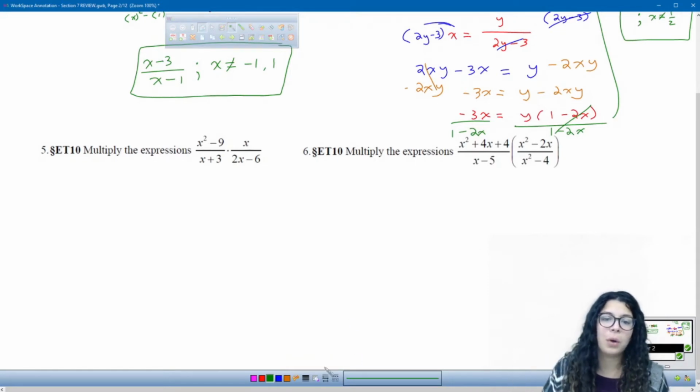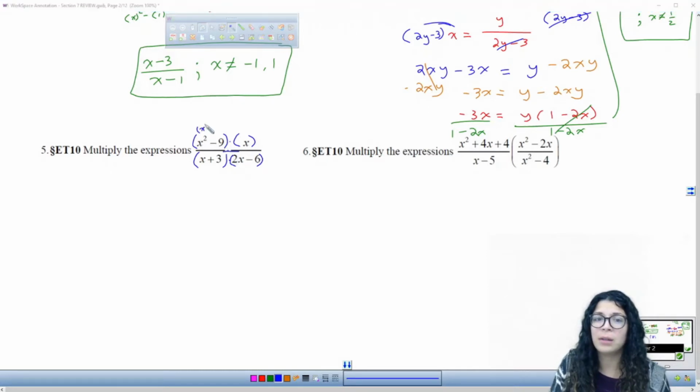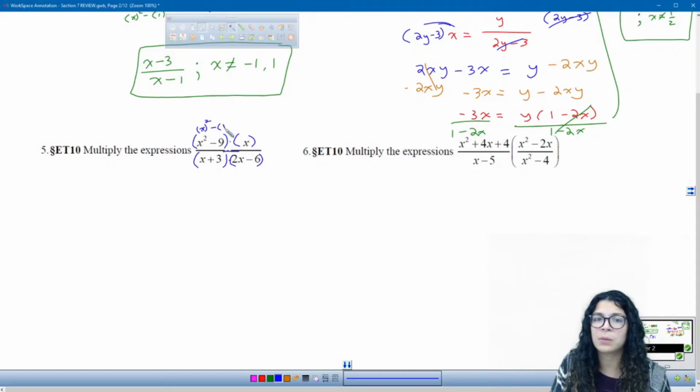So we're going to multiply these two expressions. And remember, with multiplying fractions, you just multiply top times top over bottom times bottom. So you're really just looking at numerator over denominator. Now we want to factor out any pieces that we can. So x squared minus 9 is actually the difference of squares, x squared minus 3 squared. So that'll factor into x plus 3 times x minus 3. And of course, times x is still there.